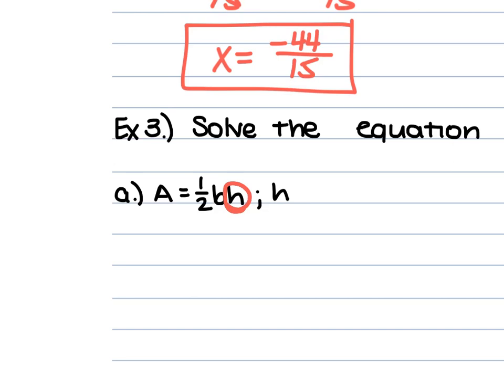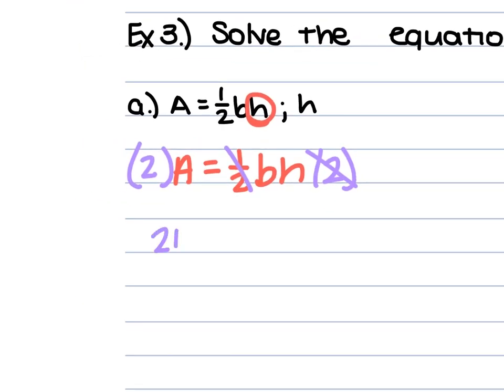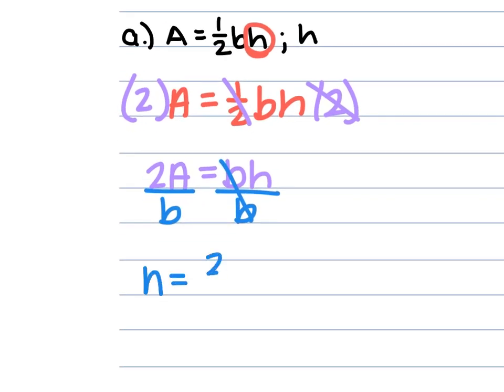If my H wants to stay where it's at, I have to get rid of that fraction first. Remember, when you're dividing by fractions, it's the same thing as multiplying by the reciprocal. So the reciprocal of 1/2 is 2. We're going to multiply each side by 2 to get rid of that 1/2. So this 2 and this 1/2 cancel. We're going to be left with 2A is equal to B times H. Again, we want to get that H by itself, so we're going to divide each side by B. Those cancel out, and we get that H is equal to 2A over B.